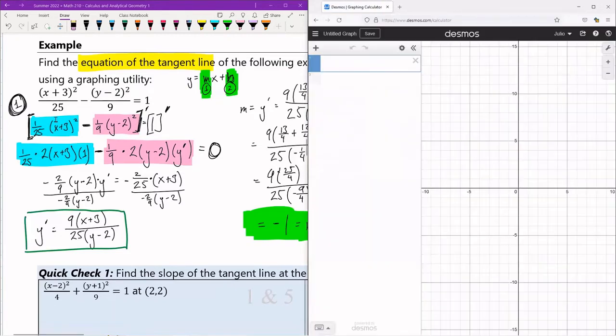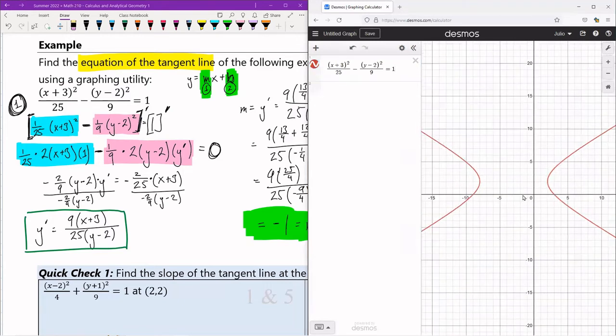Turns out we can put in this equation. So I'm going to go ahead and do x plus 3 squared divided by 25, minus y minus 2 quantity squared divided by 9, is equal to 1. So notice how this is set up already.